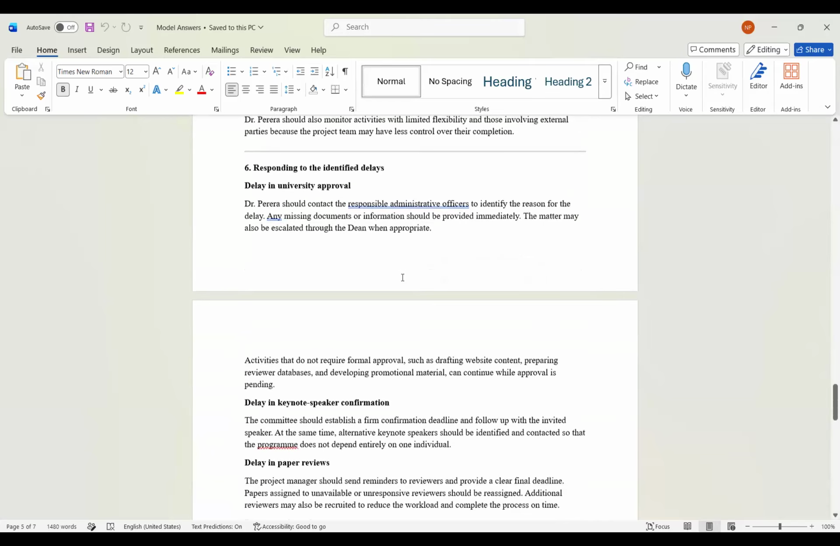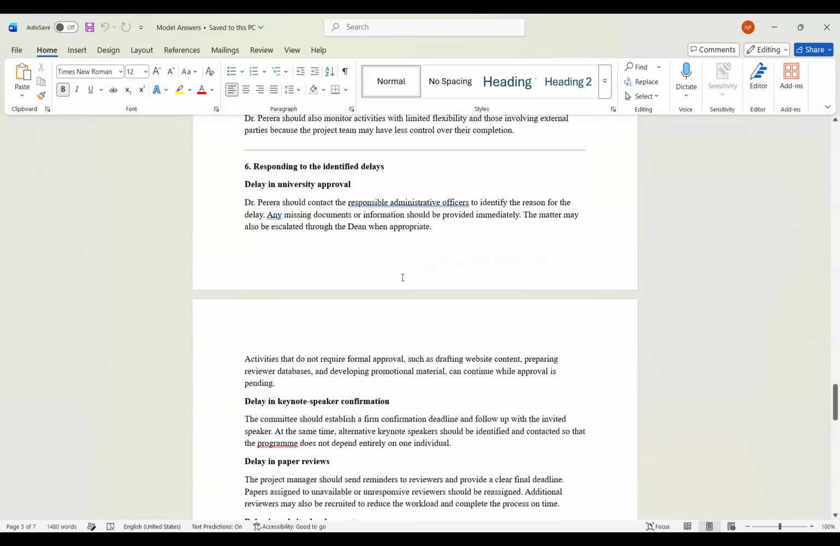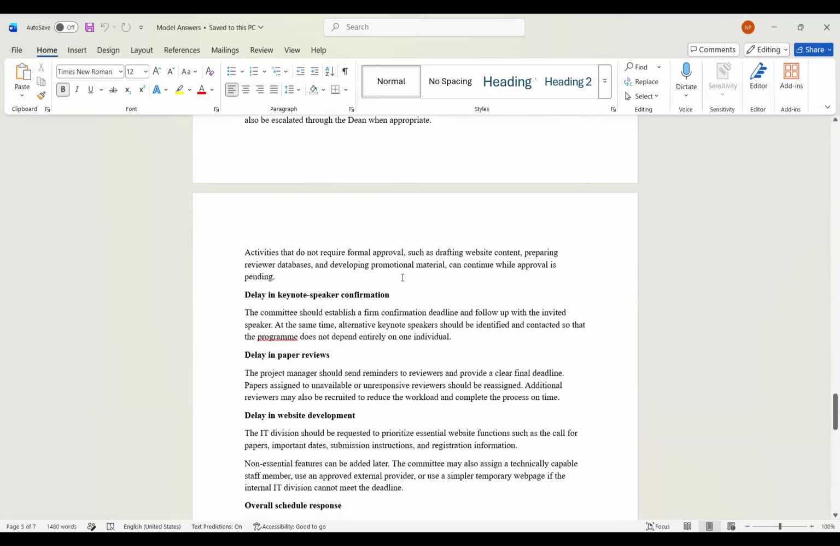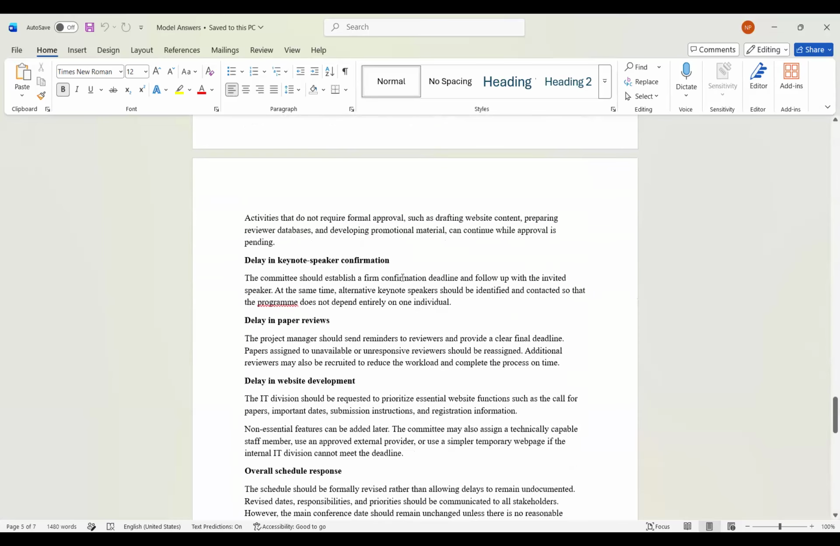Then how do they respond to the identified delays? If there is a delay in university approval, they have to contact the responsible administrative officers, identify the reasons for the delay, and if there are any missing documents, provide them immediately, right? If there is a delay in the keynote speaker confirmation, the committee has to establish a firm confirmation deadline and follow up with the invited speaker.